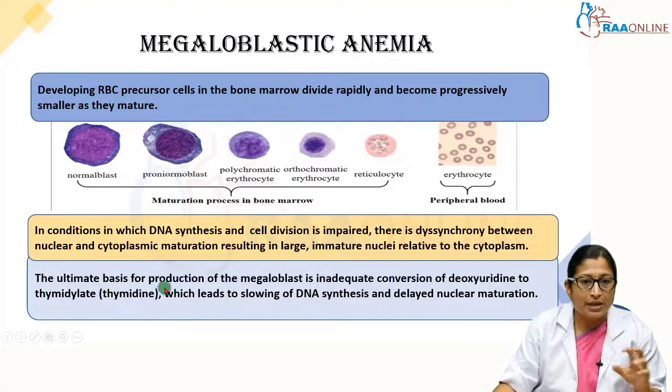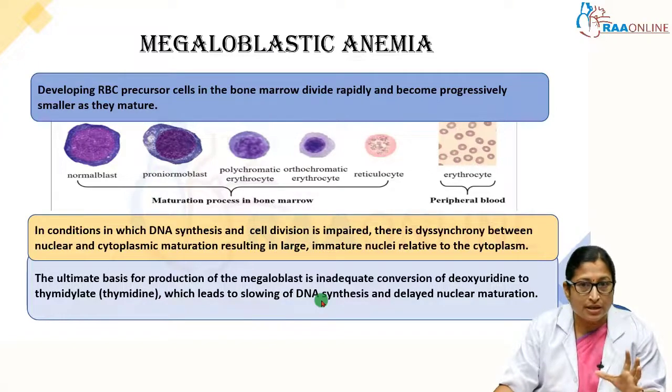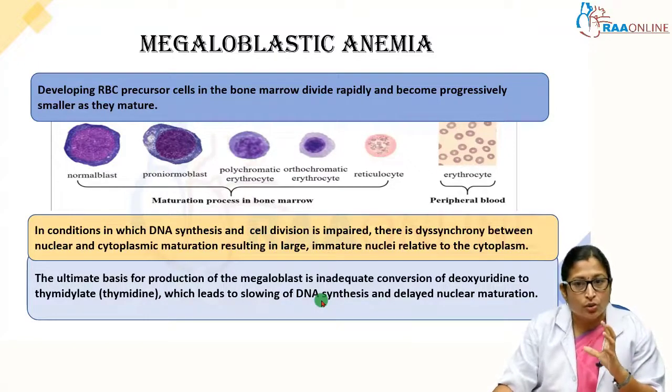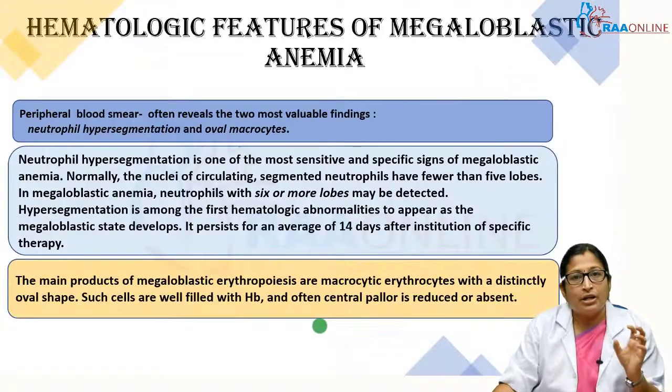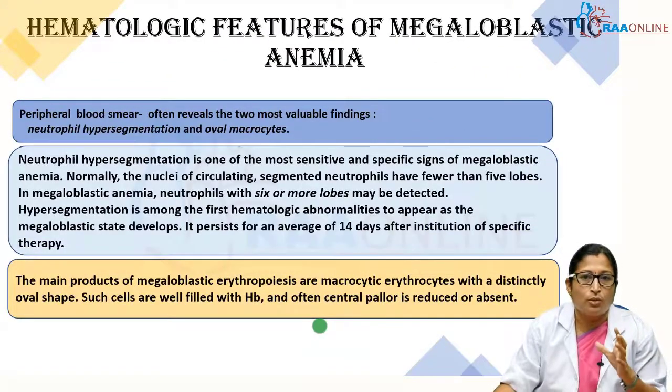The ultimate basis for production of megaloblasts is inadequate conversion of deoxyuridine to thymidine, which leads to slowing of DNA synthesis and delayed nuclear maturation. So this is a megaloblast. It not only affects the RBC lineage, it also affects the leukocytes and the platelets.